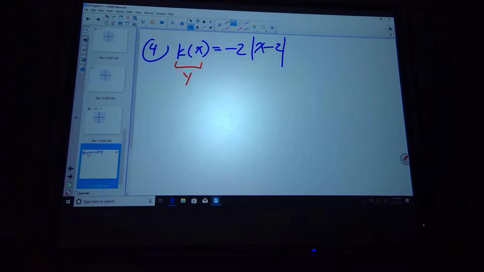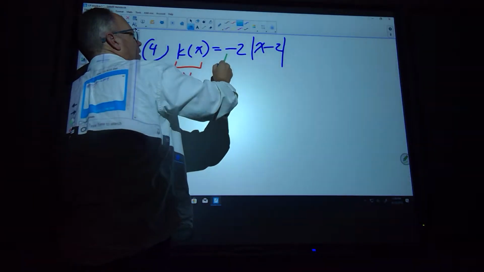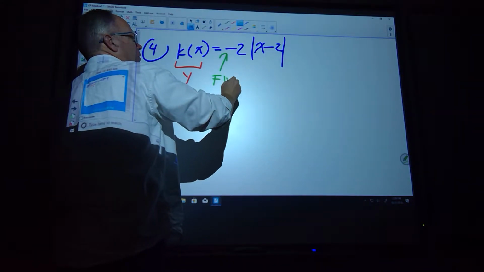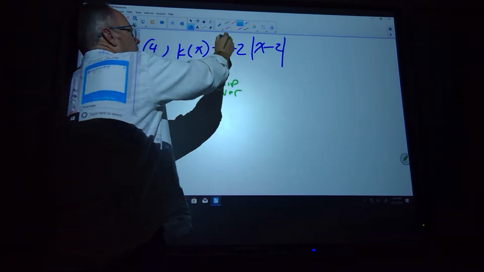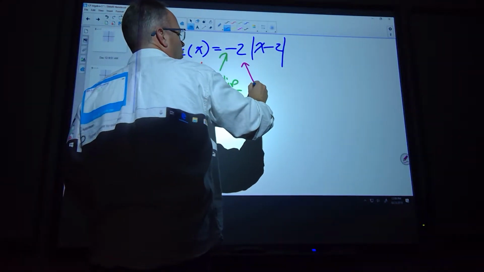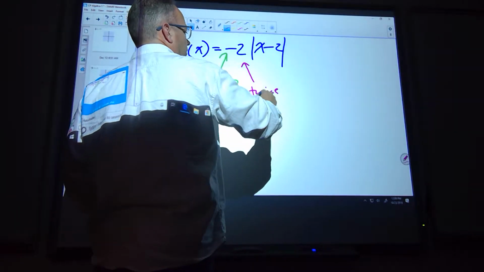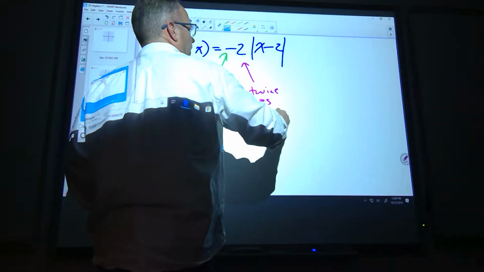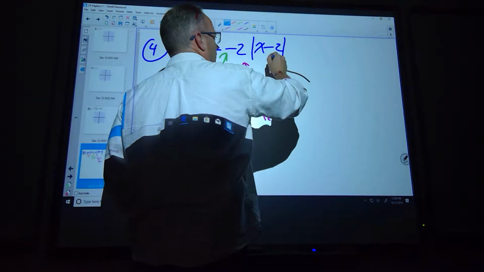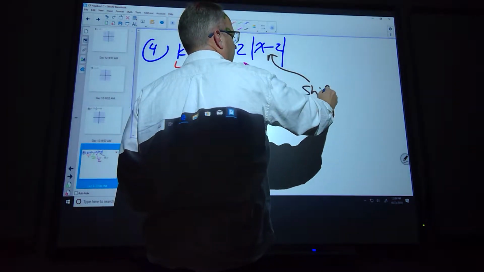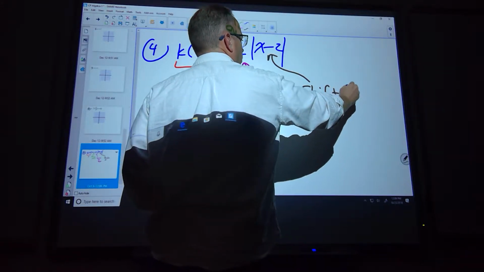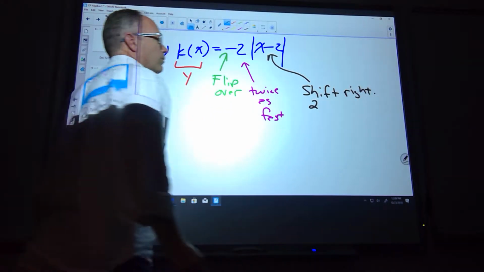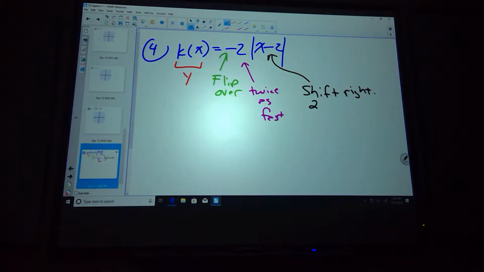So things that are going to take place. I know it's going to flip upside down. So that's going to flip over. So it's going to make it open down. This is going to make it grow twice as fast. And this is going to make it shift right 2 spots. Is that okay? Everyone okay with all those?